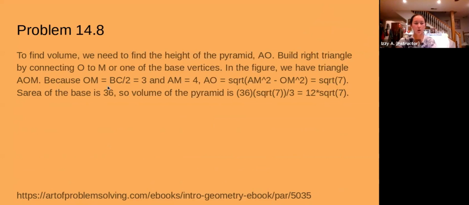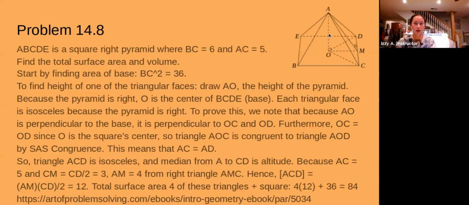In the figure, we have triangle AOM. OM is equal to BC divided by 2, which is 3. Here's BC, and if we divide that by 2, that's going to be 3. We also know that AM is equal to 4. AO is going to be the square root of AM squared minus OM squared, by the Pythagorean theorem. So that would be the square root of 7.